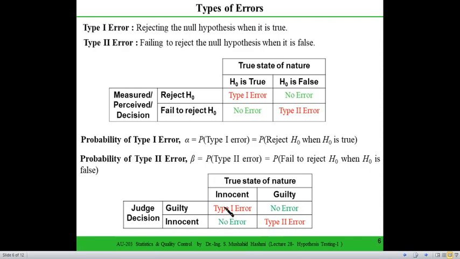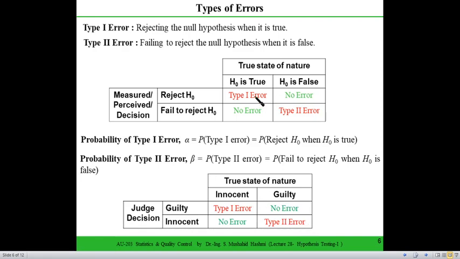trial, when the true state of nature for a defendant is that the defendant is innocent, and your decision is to reject innocence. If you reject innocence, it means the defendant is found guilty. So that is actually called a type 1 error. And if the defendant is not guilty and you considered them innocent, then again you made an error called a type 2 error.